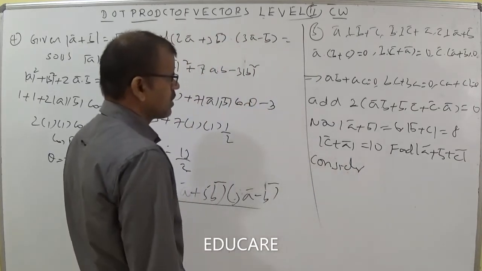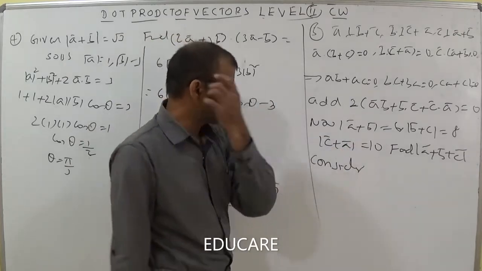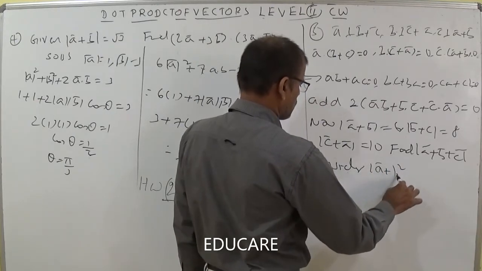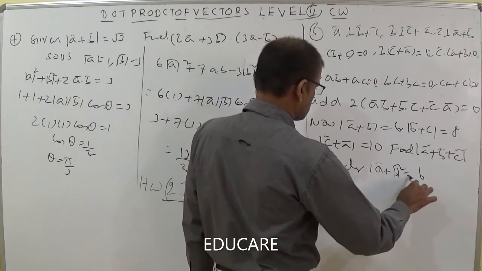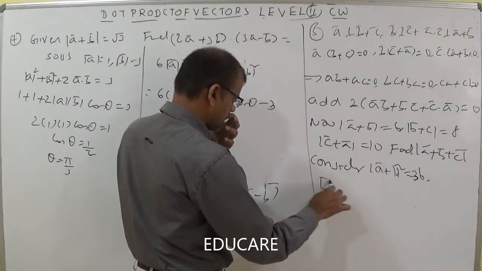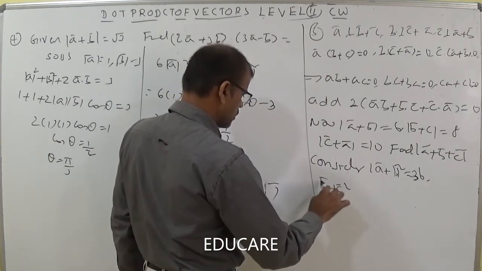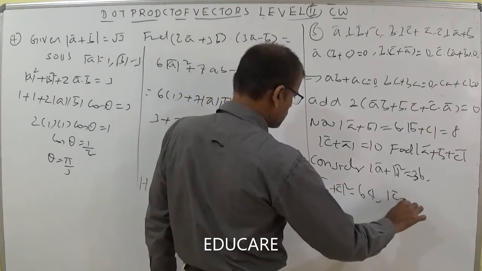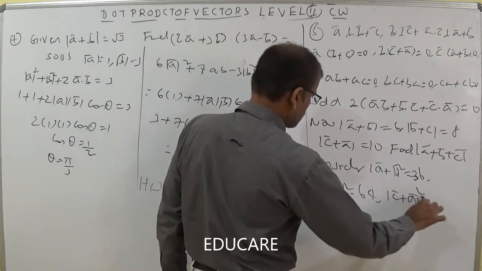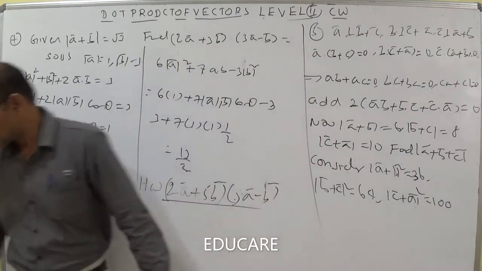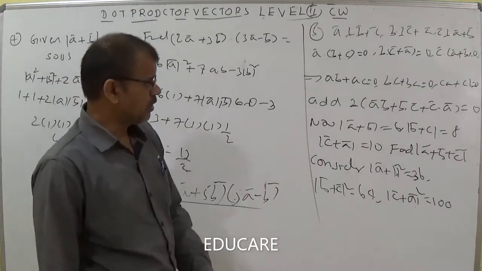Let us do one thing. A bar plus b bar whole square becomes 36. Like that simply I am writing here. Next you can write b bar plus c bar whole square is equal to 64. Next one you can write here c bar plus a bar whole square is equal to 100. 36, 64, 100 we got.